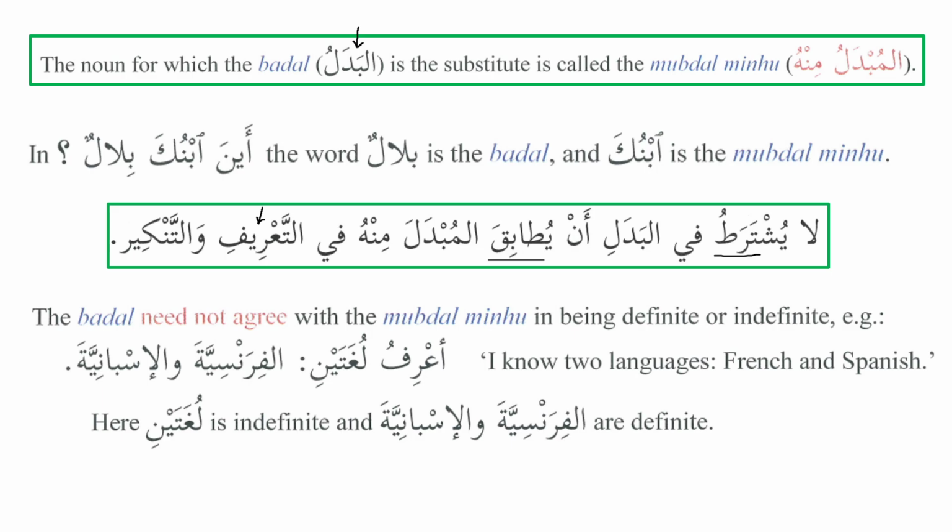For example, you see over here, you say أعرف لغتين الفرنسية والإسبانية. I know two languages, French and Spanish. Here لغتين is an indefinite noun, a common noun. But الفرنسية والإسبانية are definite or they are proper nouns. So it's not necessary that badal and mubdal minhu should be equal in tarif and tankir. So this point is clear?